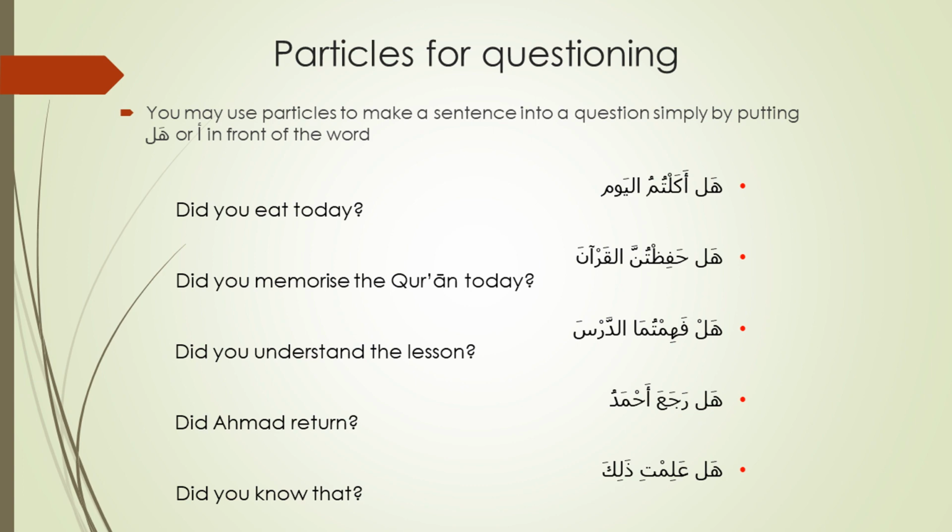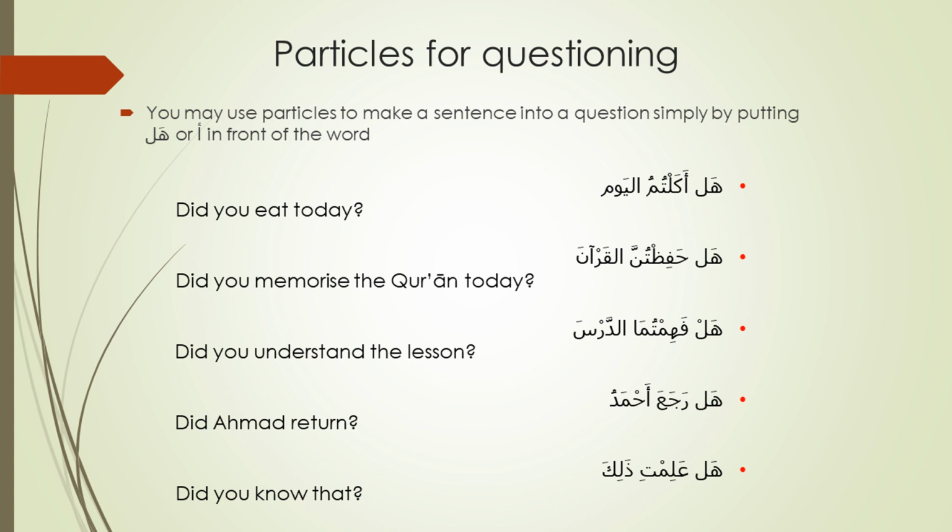Hal raja'a Ahmad? Did Ahmed return? Or you can say raja'a Ahmad. Use one or the other. And then how do I say, did you know that? Hal alimta dhalik? Did you know that? So in these examples I used hal, but you can remove all of them, depending on which one you prefer of the two.